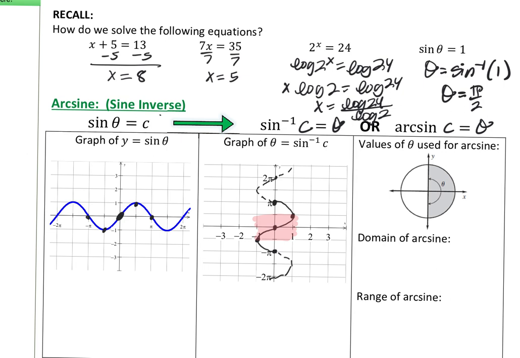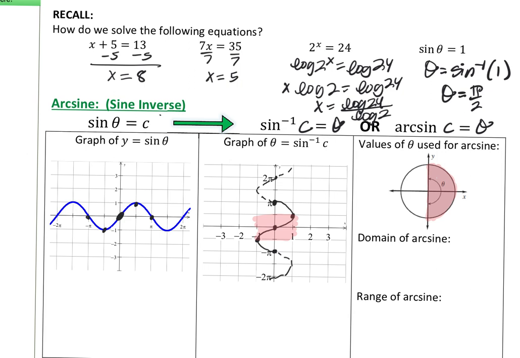So we need to understand that the inverse sine is only from negative pi over 2 to pi over 2. So when I'm looking at values of theta for the inverse sine, I'm only going to use quadrants 1 and 4, okay? I'm not using the other because it wouldn't be a function at that point. So you need to just remember that piece.